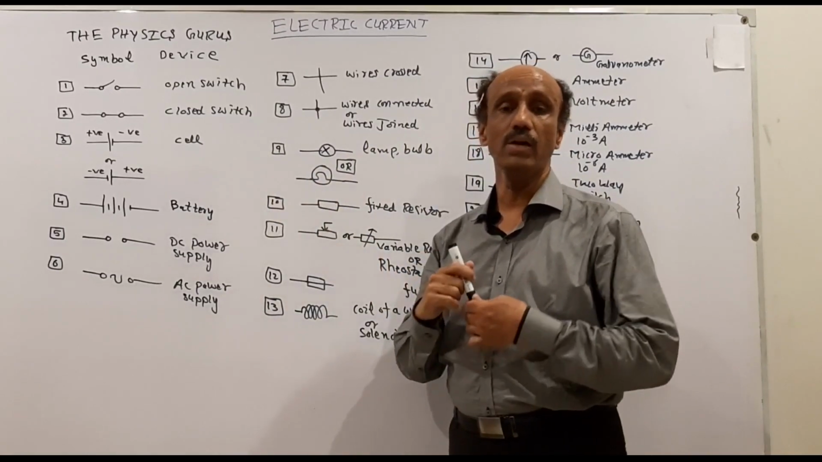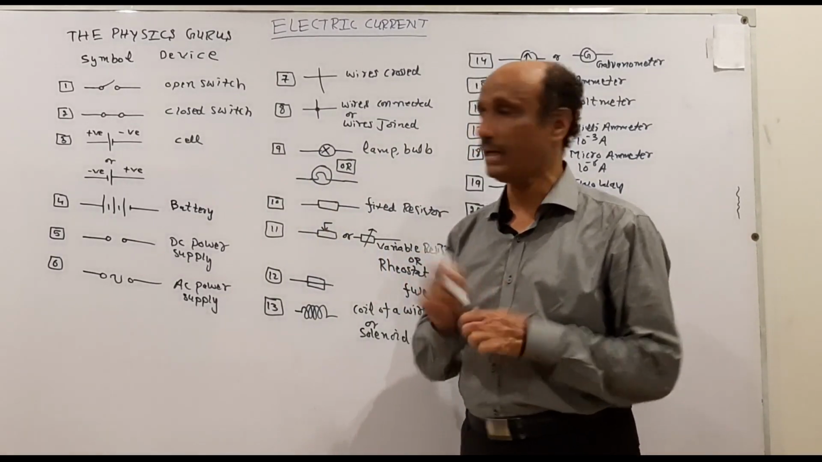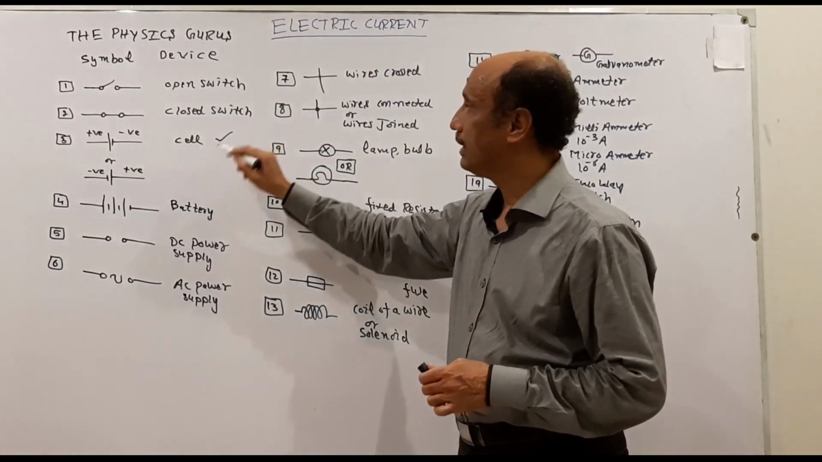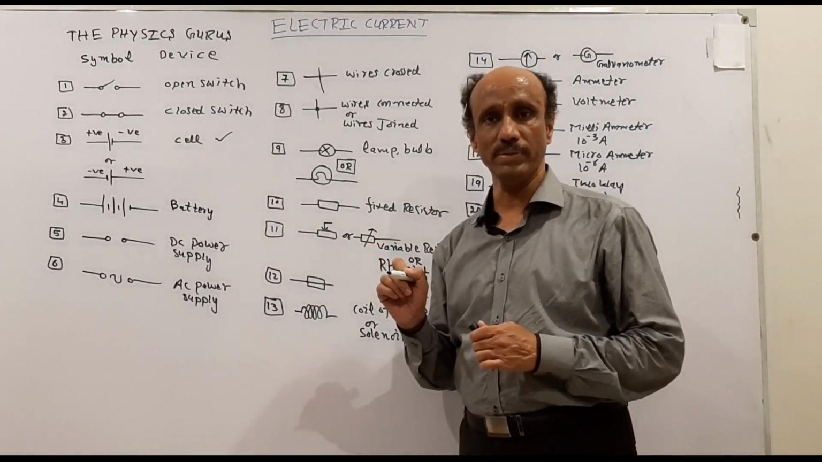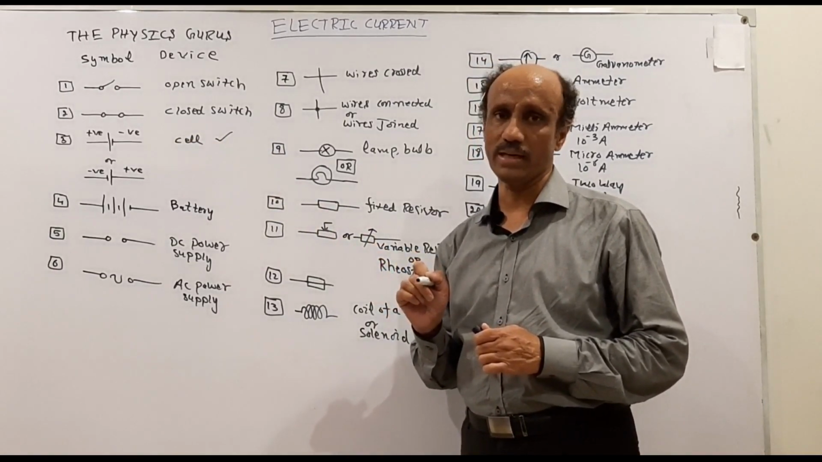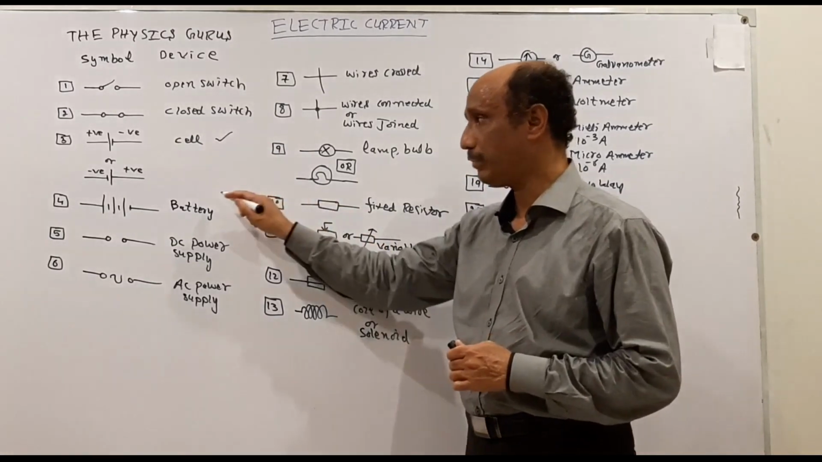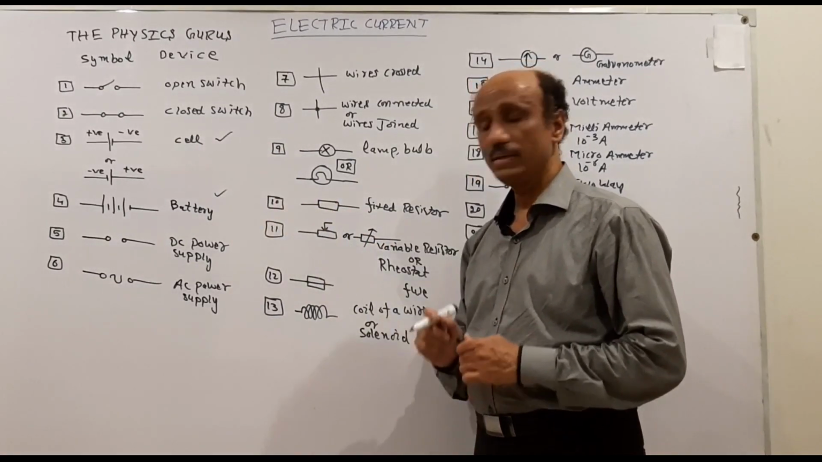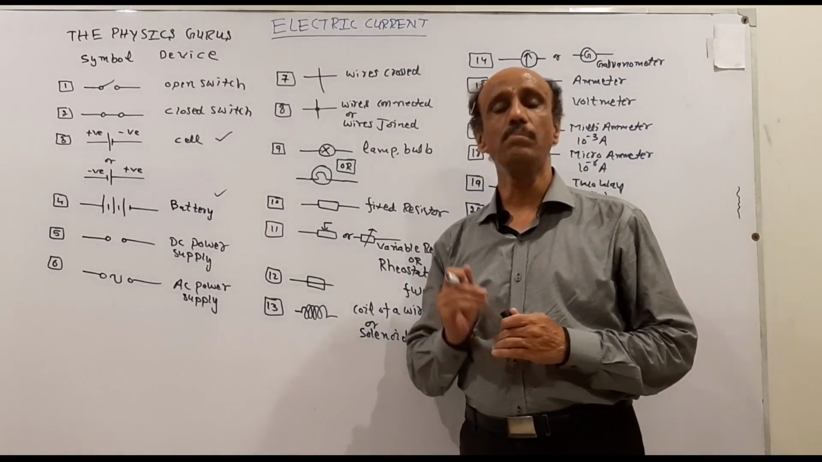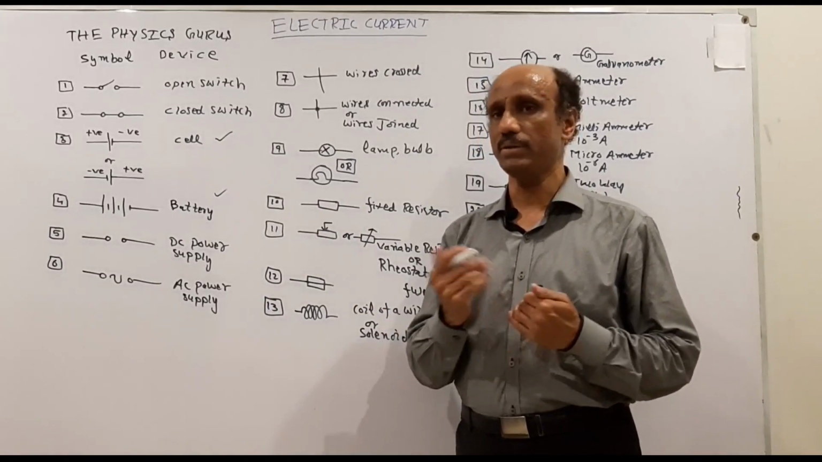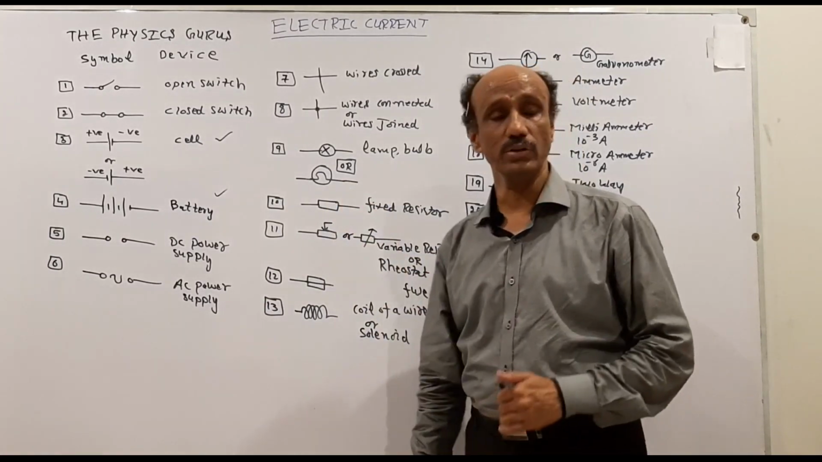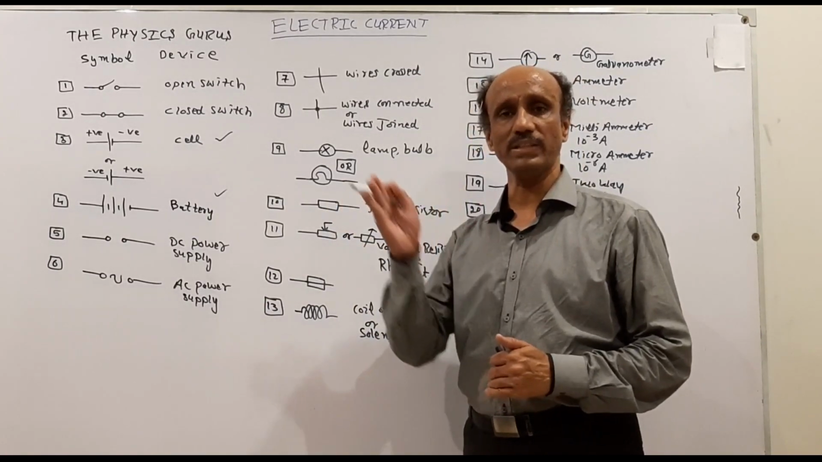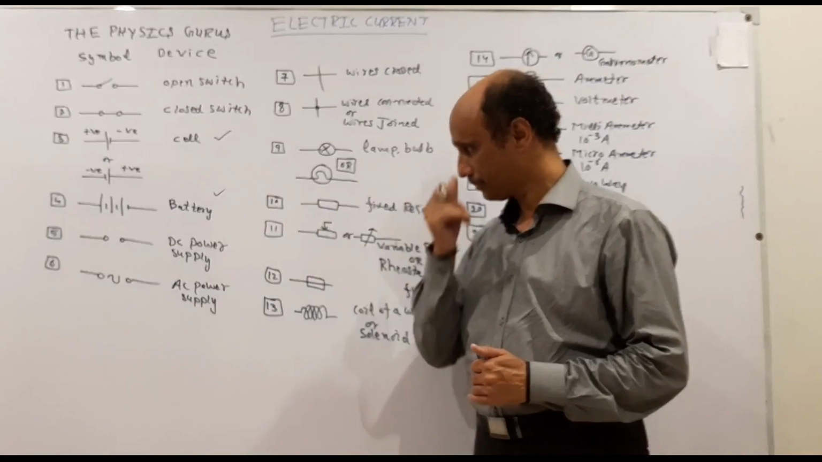The cell may be drawn either way, positive and negative or negative and positive. But in general, whenever we draw the symbol for the cell, we will use this symbol. The larger line will represent the positive and the smaller line will represent the negative terminal of the cell. Now the battery, the other one. The battery is the combination of more than one cell. It can be 3 cells, 4 cells, 5 cells, 10 cells. So battery is a combination of cells, plus, minus, and so on.